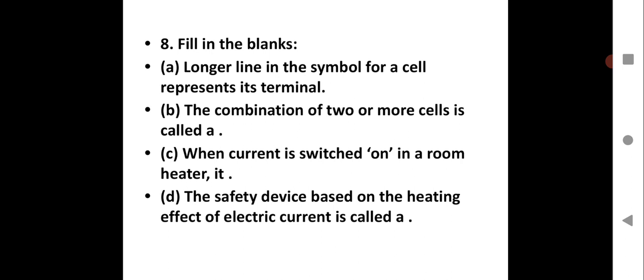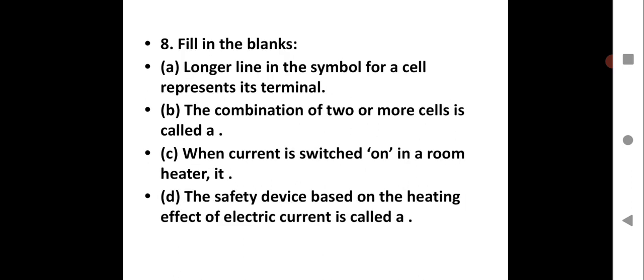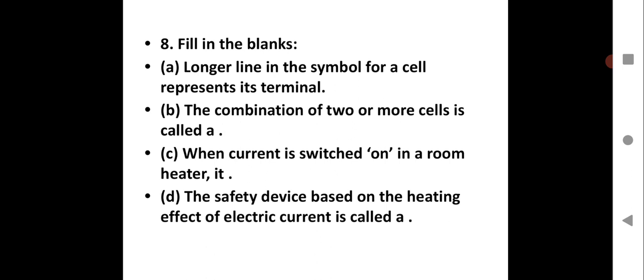Filling the blanks. First one, you have to write with the statement, children, in your notebook. Please do write all the objectives as well in your notebook. A longer line in the symbol for a cell represents its terminal. Which terminal does it represent? Positive terminal. I hope it's clear. Please write down with the statement. The combination of two or more cells is called a dash. So it's a battery.